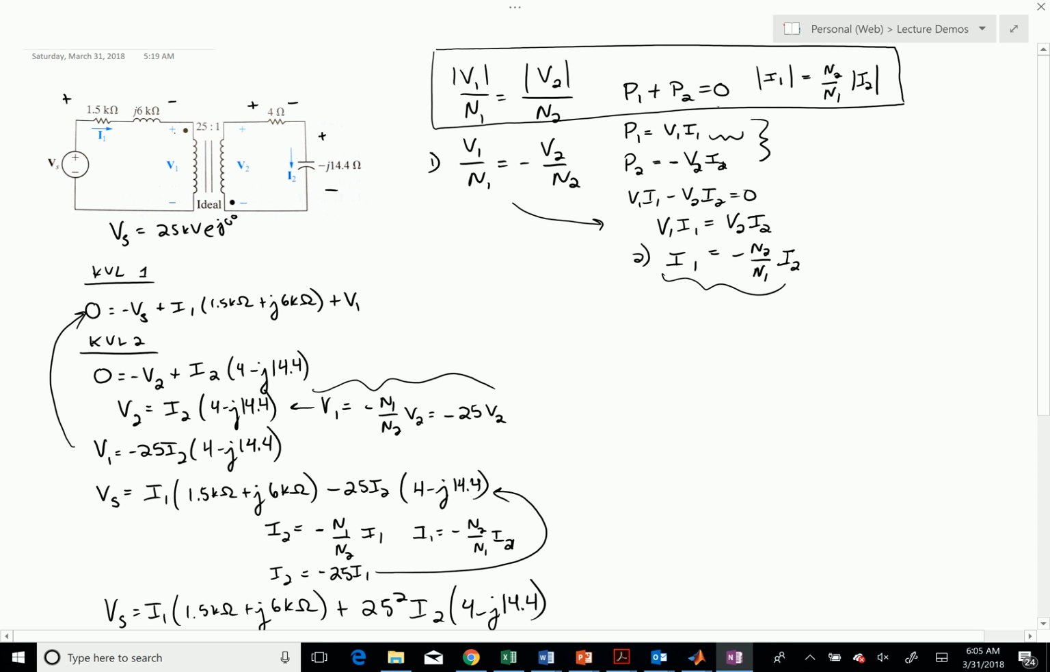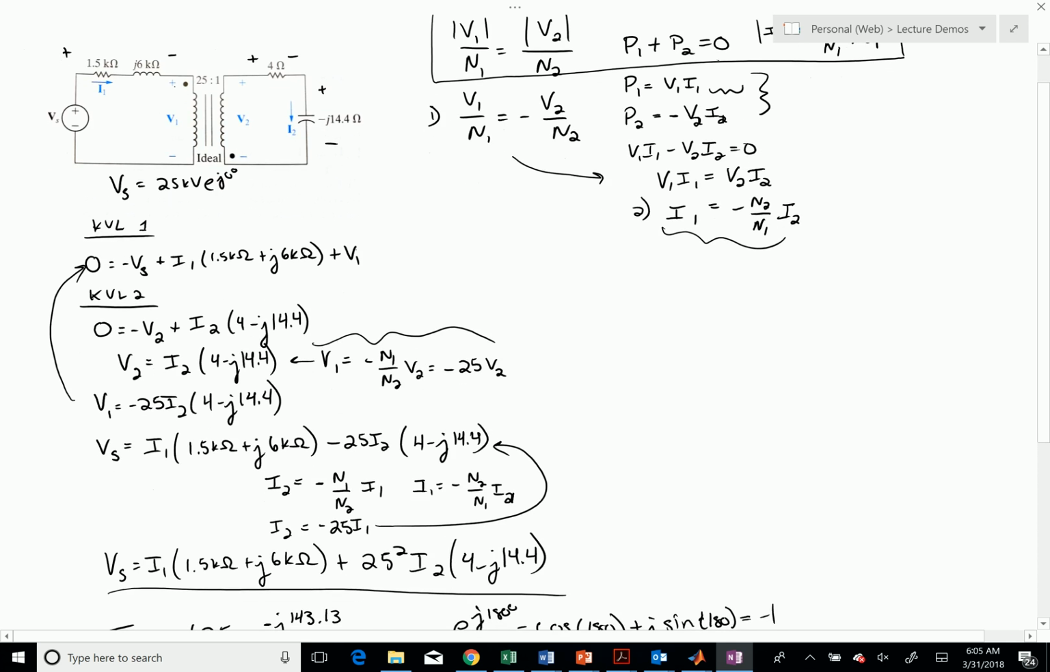And then for my power relationship, I just look to say, well, the power is positive on this side because I have a current flowing into the plus sign. On this side, it's negative because I have a current flowing out of the plus sign. That's the way we define power. That gives me the sign of my current relationship, okay? All right, so hopefully that example helps a little bit.